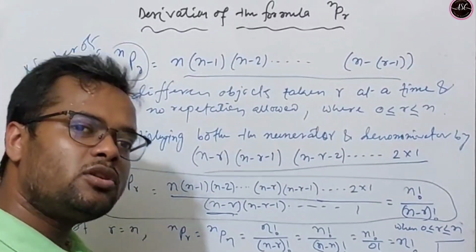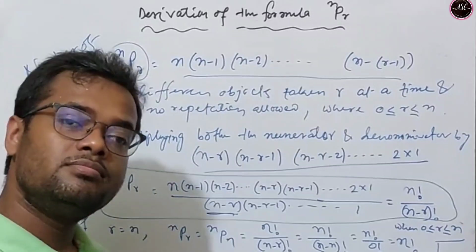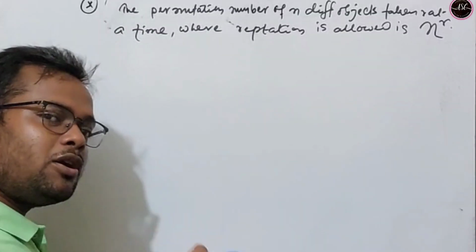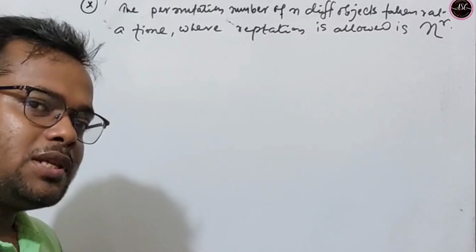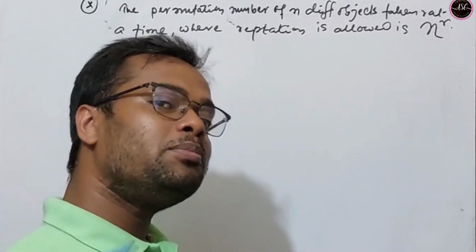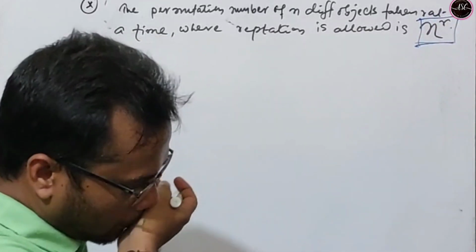Now we have learned the number of permutations of n different objects taken r at a time when repetition is not allowed. If repetition is allowed, what is the number of permutations? Just look. For permutations of n different objects taken r at a time where repetition is allowed, the number of permutations is n to the power r. This is the theorem.